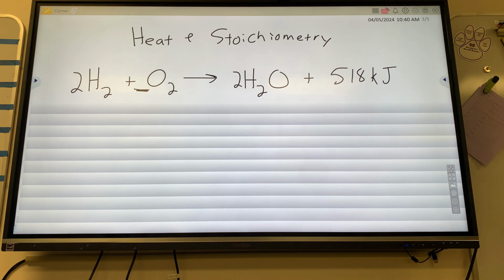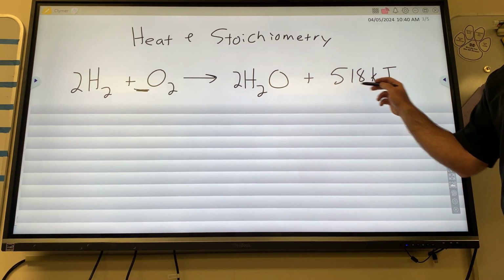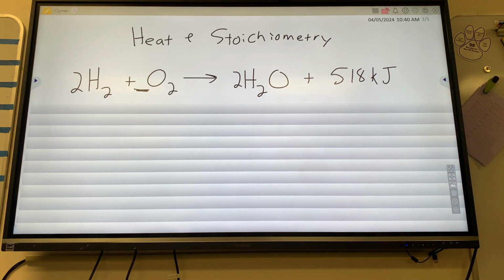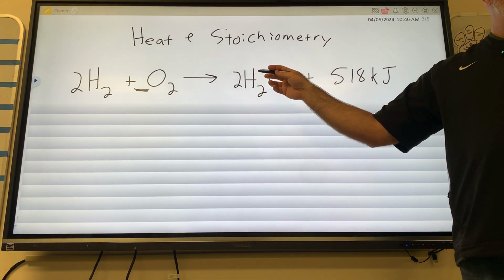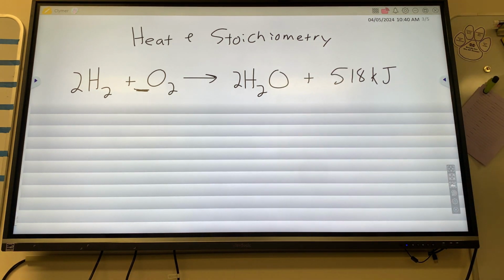This is that energy. Why is it on the right on this equation? Yeah, so you have the products, right? And you also have some amount of energy. Your product here was water, and you also got some energy. If we flipped this equation around, what would that look like?